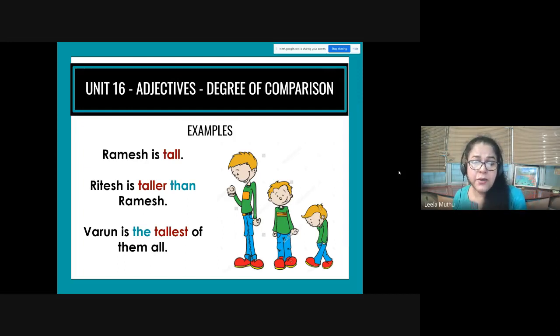Okay, you can see Ramesh is tall. Ritesh is the middle guy. He is taller than Ramesh. And Varun is the tallest of them all. So here we are taking a quality of how tall these three boys are, and we are comparing two, and then we are doing the superlative form, which is a comparison of more than two.